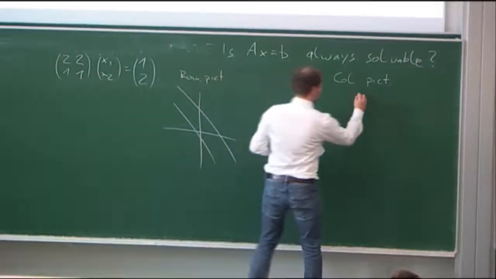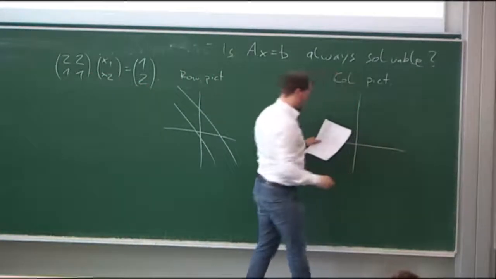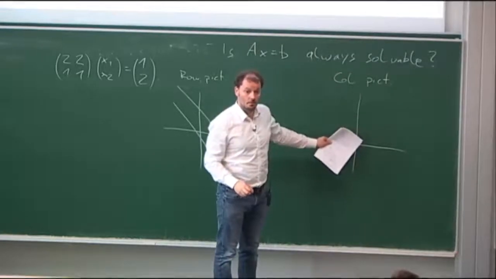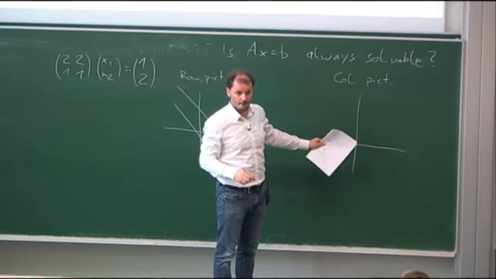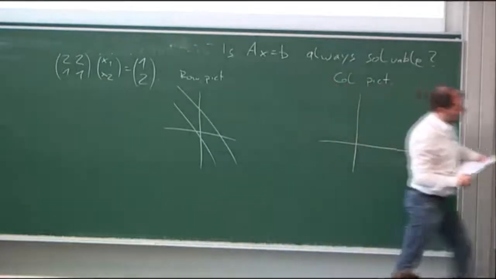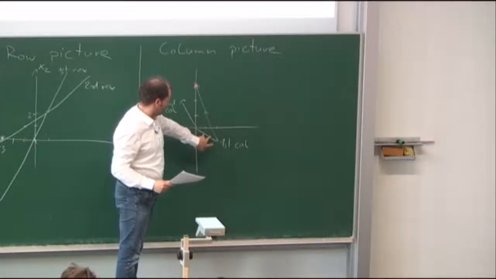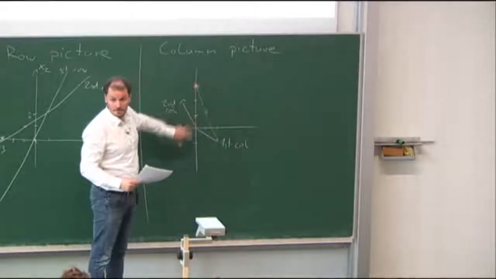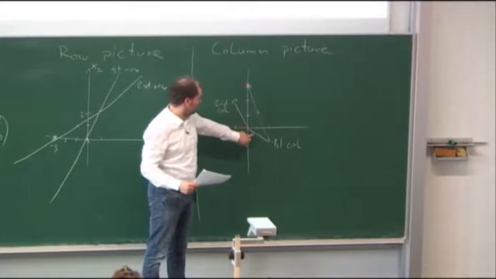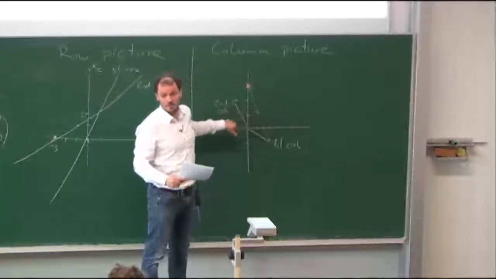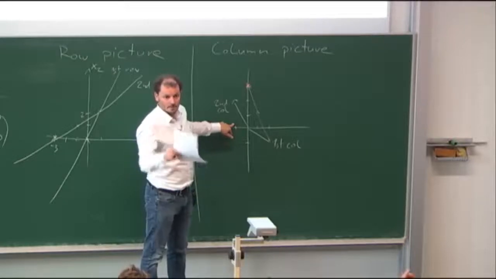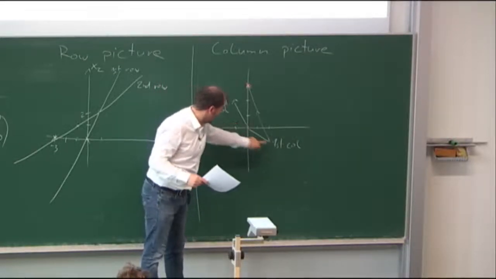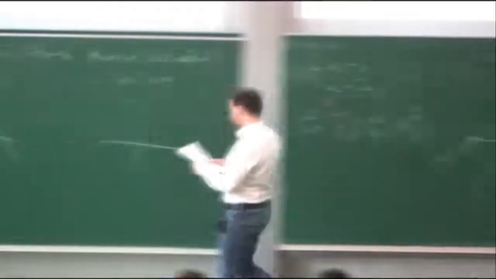And in the column picture, what happens in the column picture if the system is not solvable? Yes? Yeah. So how could it happen that by combining this vector and that vector, you cannot reach all the points in the plane? What has to be true about these two vectors so that by combining them, you cannot reach all the points in the plane? Yes? Yeah, exactly. They have to point into the same direction, right? Or they have to be linearly dependent.